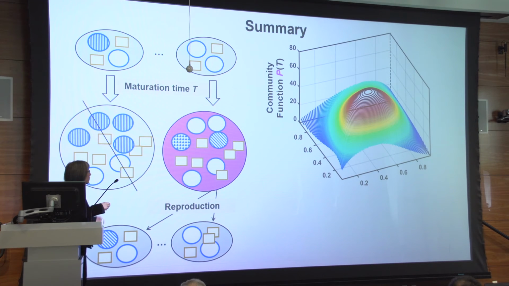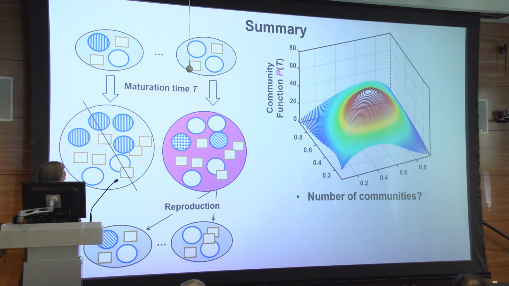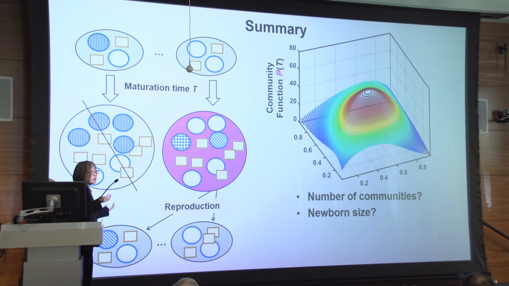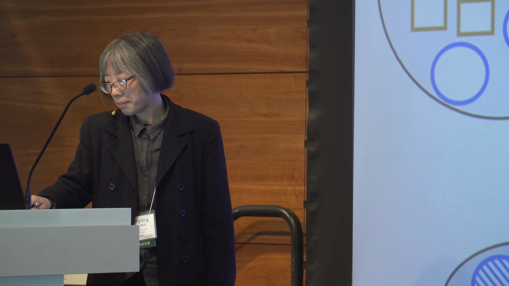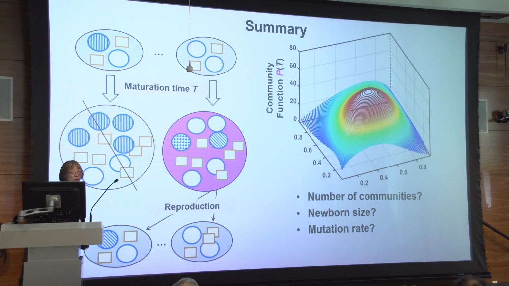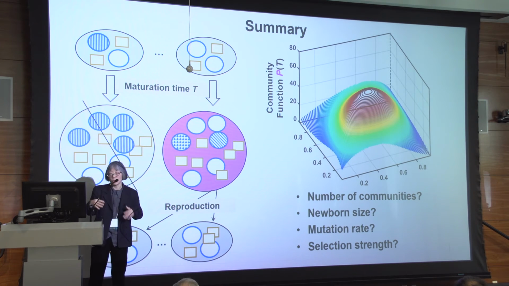Now, with this community landscape as a backdrop, we can ask many questions that would be of key interest to experimentalists like us. For example, how does the number of communities affect this landscape and the hill climbing of this landscape? And I have told you about the importance of choosing the maturation time judiciously. And then another parameter is the newborn size. Does it matter if a newborn has 100 cells, 1,000 cells, a million cells? And the mutation rate. What is the optimal mutation rate you will need for this hill climbing to be the fastest? And the selection strength. Should we select the very top or the top 10% to preserve variation?